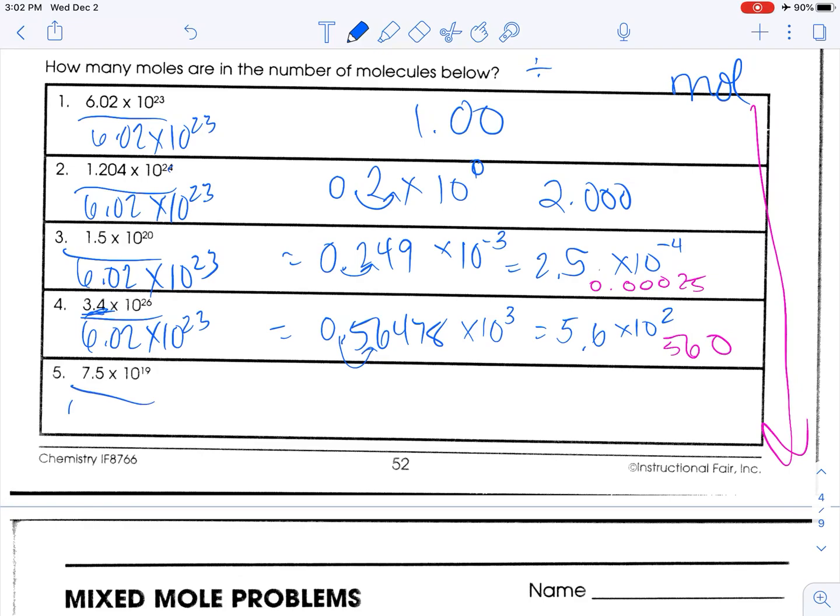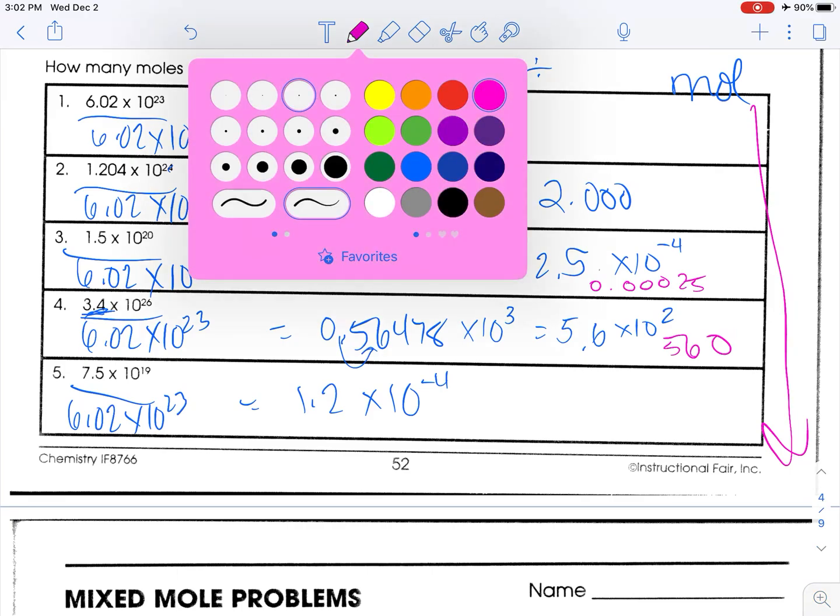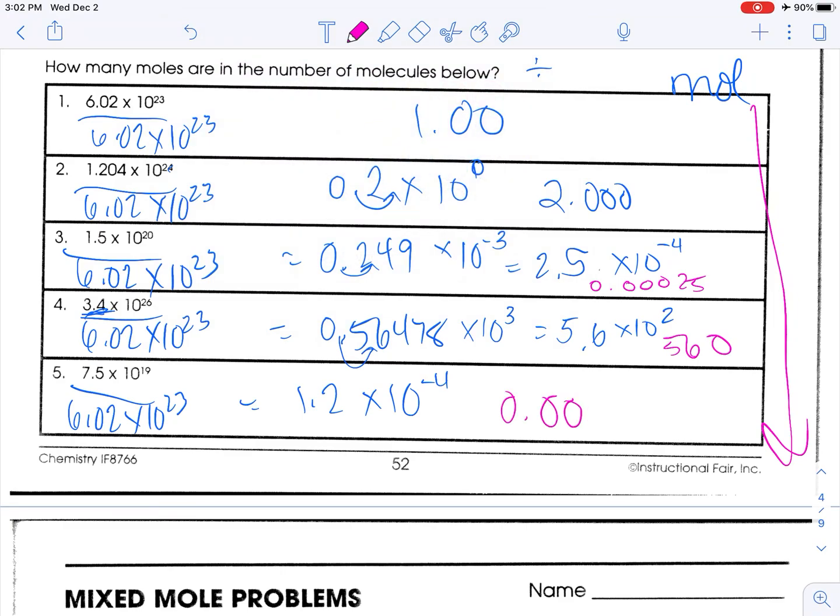Okay, and sig figs are still good. Finally, divide by 6.02 times 10 to the 23rd. 7.5 divided by 6.02 is 1, and we're going to have 2 sig figs, so 1.2. And then 19 minus 23 is 10 to the -4. And look at that. That's in proper scientific notation. Everything's good. Sig figs are good. If you want that in the long form, 1, 2, 3, 4, 0.00012. If you have questions, please reach out to me. Thank you.